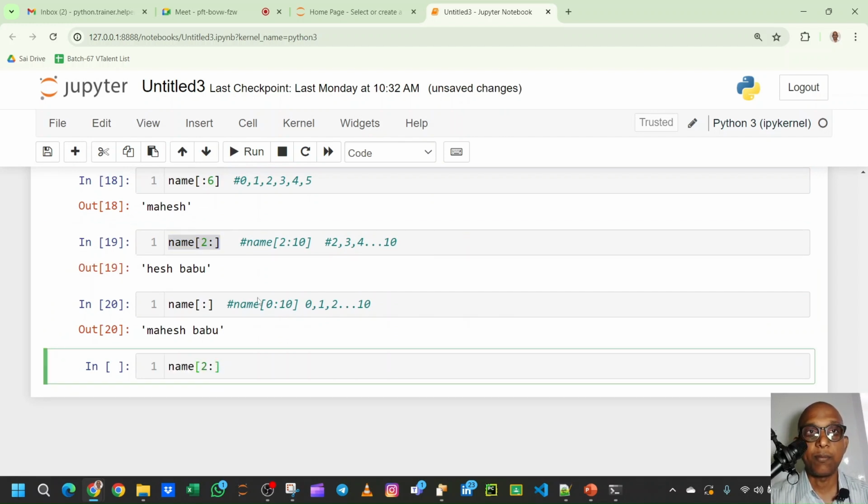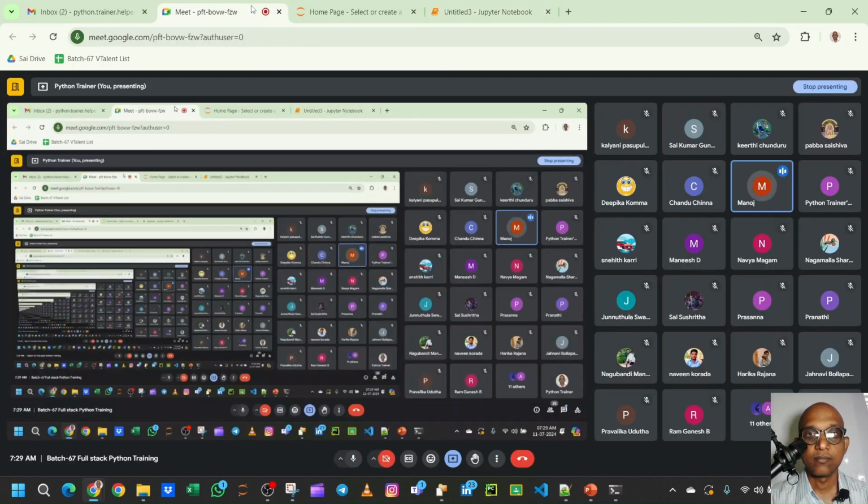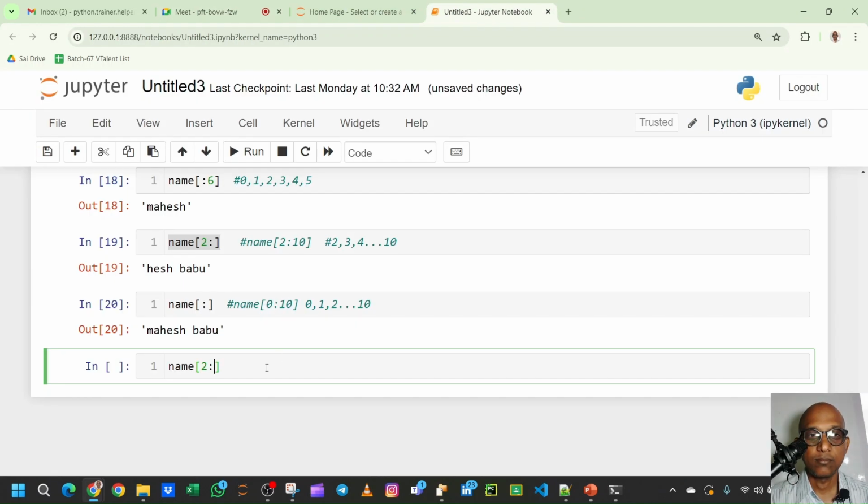Chaitanya, one question. Yeah, please. Can you tell me in a real time scenario how it will help us? Yeah, we'll come to that also. Every time, slicing operations and indexing operations are very useful to you. Okay, we'll come to that. I'll just take one different example to cover that topic.